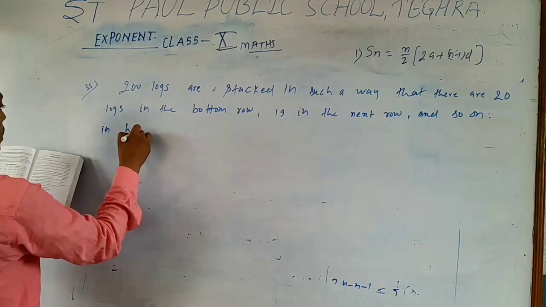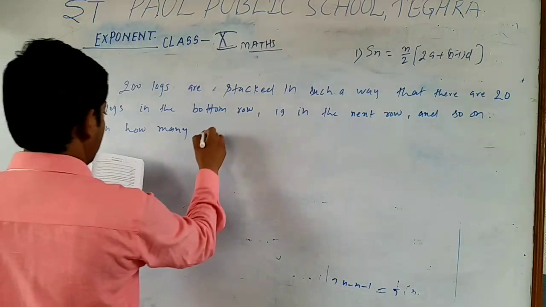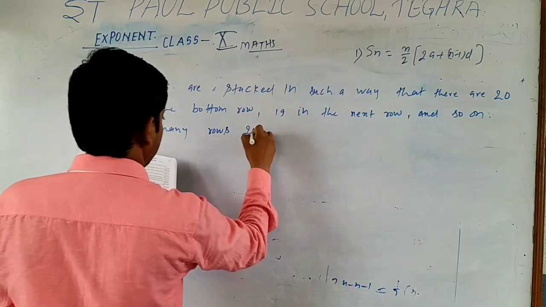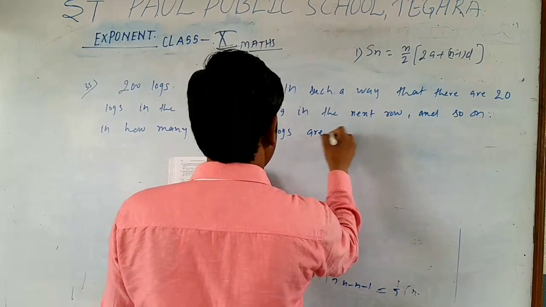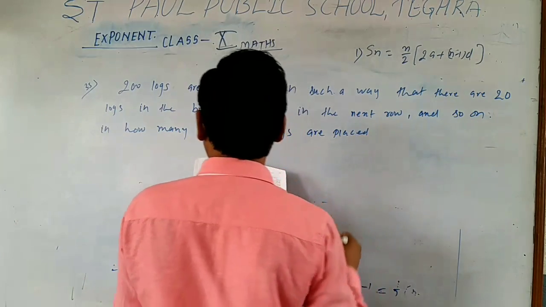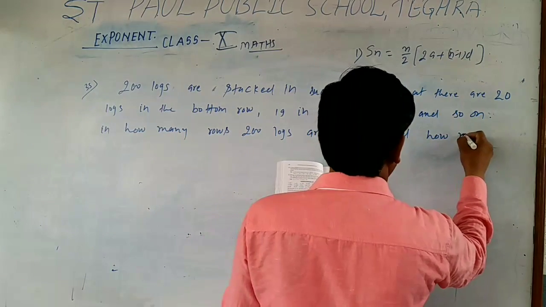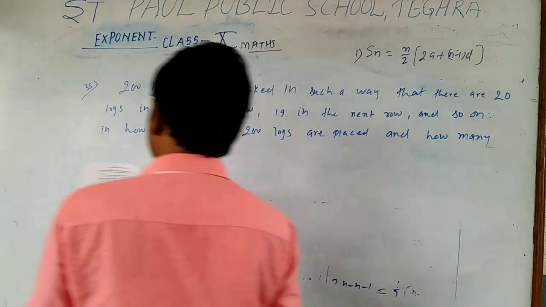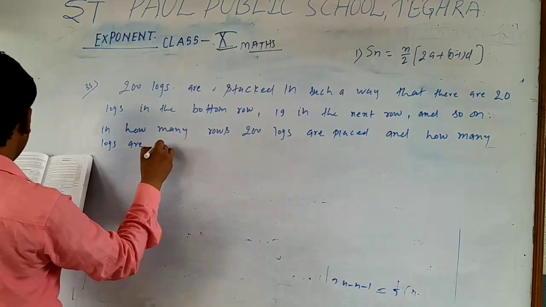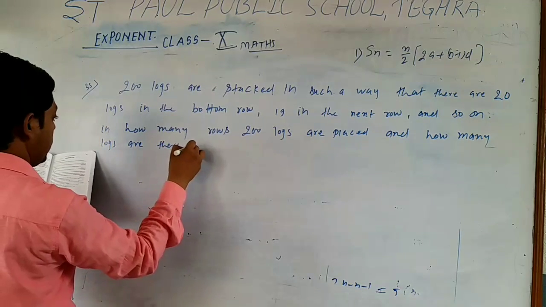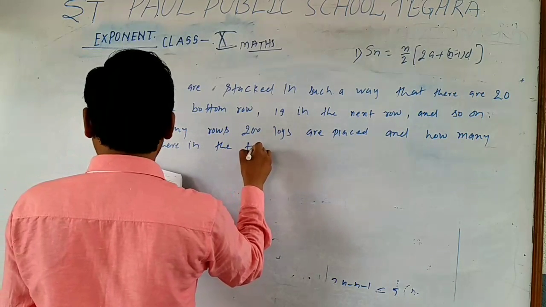In how many rows are the 200 logs placed, and how many logs are there in the top row?